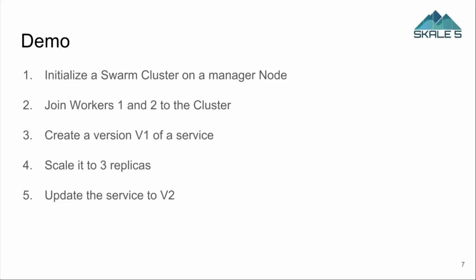So let's have a look at the steps we're going to go through. First of all, we're going to start by initializing a Docker Swarm on a manager node. Then we will SSH into 2 worker machines and we will join the cluster. And then we will deploy a version 1 of a service. We'll scale it to 3 replicas and then we'll execute a rolling update of the service to version 2.